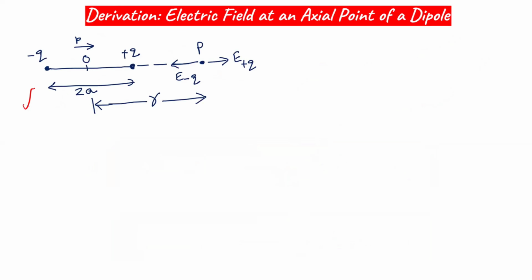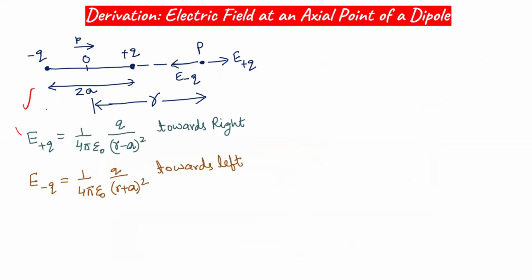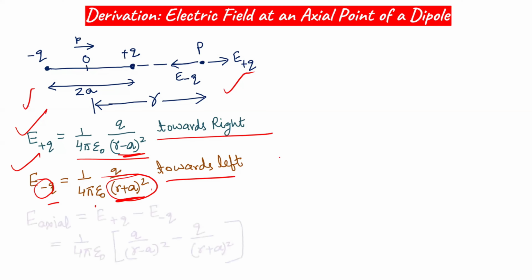now let us see the derivation, how to derive this. Again, consider this diagram. In this diagram, what is E due to positive charge? That is 1 upon 4 pi epsilon naught q upon (r minus a) whole square, because the distance of positive charge with respect to this point is nothing but r minus a, as you can see in this diagram, which is towards right. And similarly, E due to minus q is 1 upon 4 pi epsilon naught q upon (r plus a) whole square, because the distance of this minus q with respect to this point is r plus a, that is towards left. So these are two important equations.